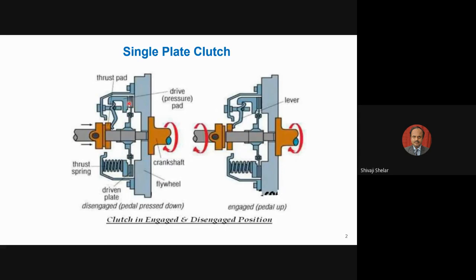When you engage this plate, some torque will come through this contact surface, and the remaining torque comes through this contact surface. Ideally, we assume that the torque coming to this shaft comes half through this surface and half through this surface. But in reality, it is not true. Mostly more torque will come from the immediate contact, and less torque from the auxiliary contact.